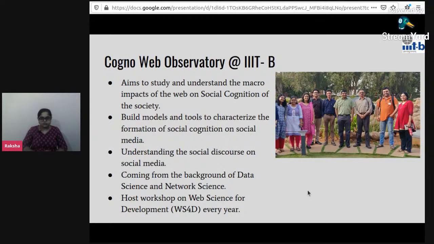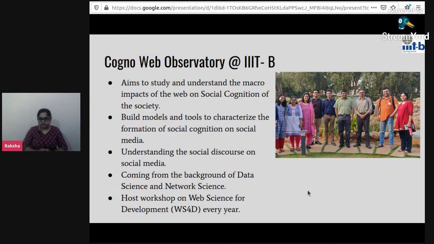So we aim to, the Cogno Web Observatory at IIITB aims to understand the macro impacts of the web on the social cognition of society, build multiple tools and analyze different aspects of social cognition. Especially social media, how does social media affect our thinking process today?